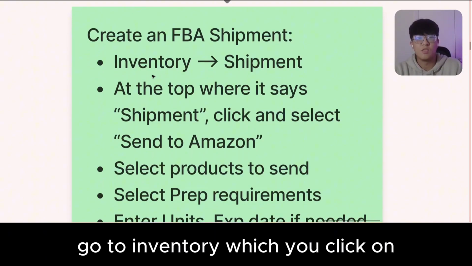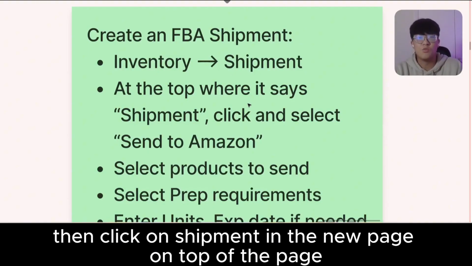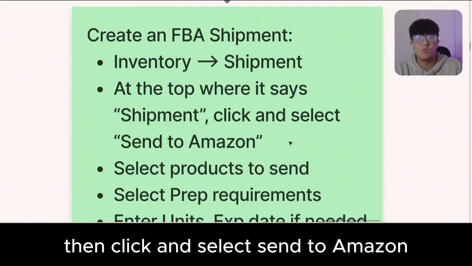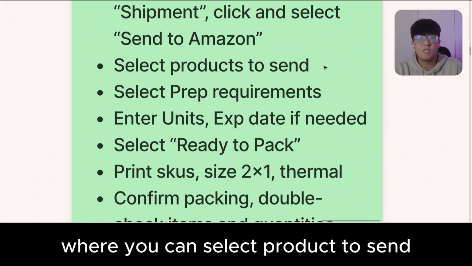Go to inventory, which you click on the 3 dashes on the top left corner of your dashboard. Then click on shipment. In the new page, on top of the page, click on the drop-down menu where it says shipment, then click and select send to Amazon. Now you're going to be in the Amazon shipping queue where you can select product to send.